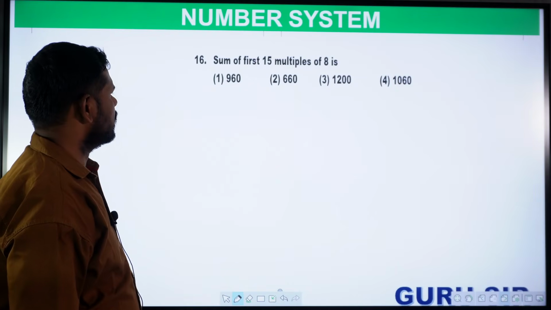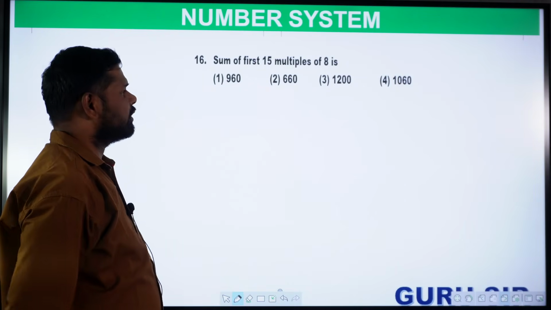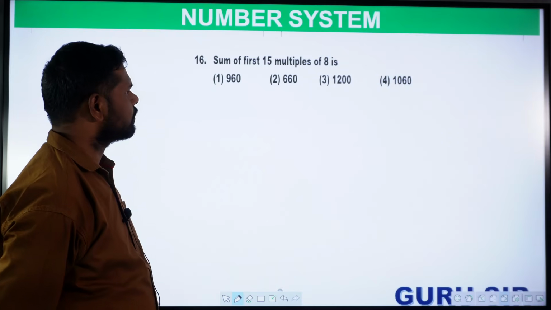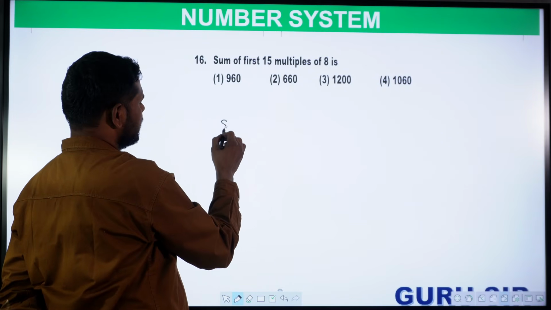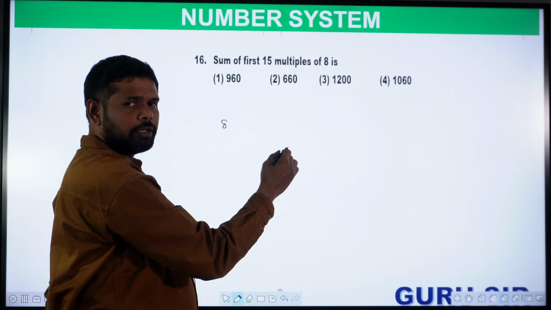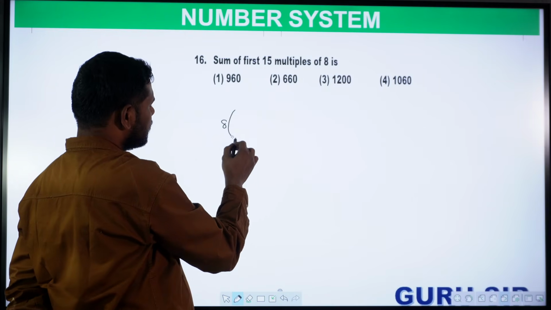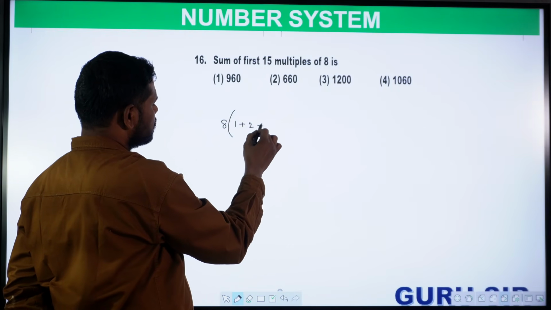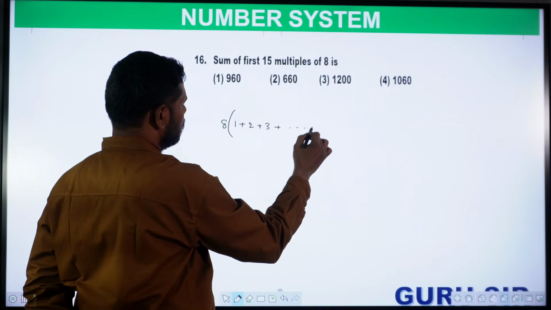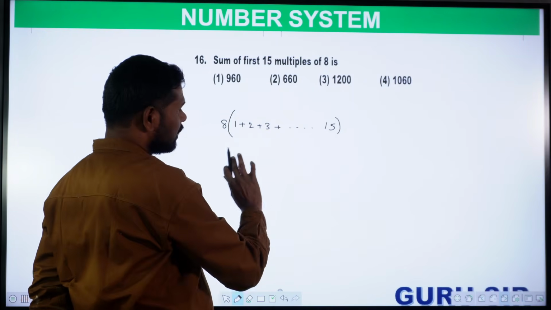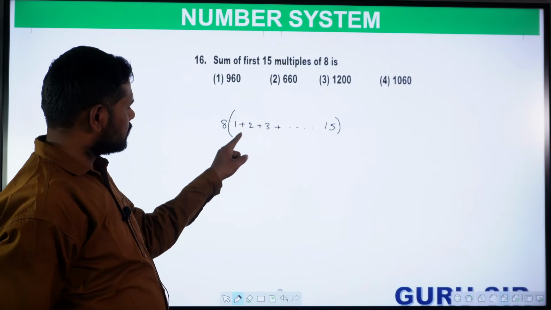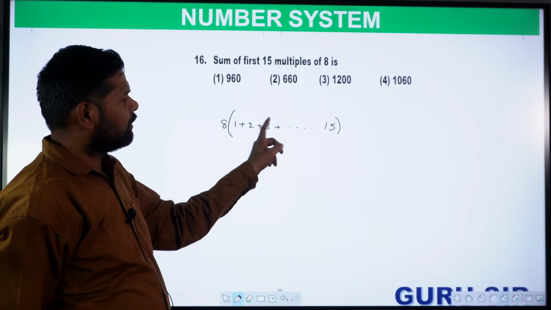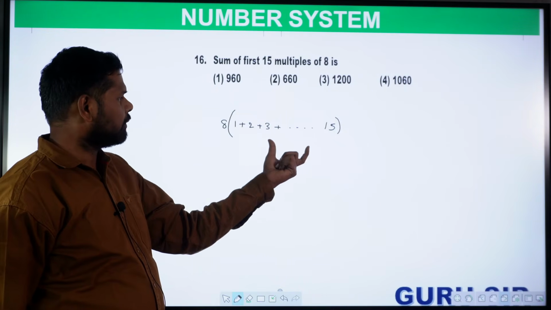That's it. So now, the sum of the first 15 multiples of 8. The first 15 multiples of 8 means 8 into 1, 8 into 2, 8 into 3. Instead of writing that, 8 into (1 plus 2 plus 3 and so on up to 15), you can solve it like this. That is also the same answer. So 8 ones are 8, 8 twos are 16, 8 threes are 24, 8 fifteens are 120. Those are all multiples of 8.